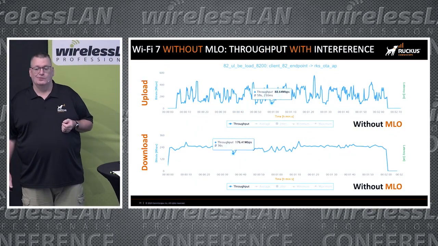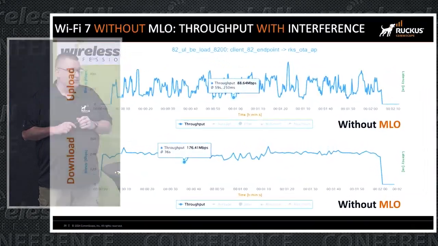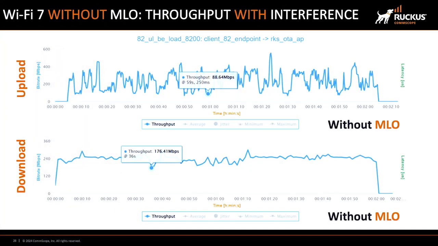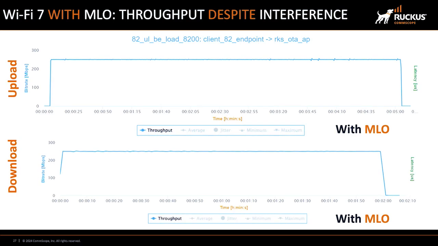But what does it do? What does it actually do? So this is Wi-Fi 7 without MLO. And we're looking at throughput here, over about a 2-minute time span. Upload is super spiky on the top. Download, not as bad, but it is spiky. But when you turn on MLO, what you see is just a steady, constant data flow as the client device steers and moves back and forth and picks the band that it wants to run on.